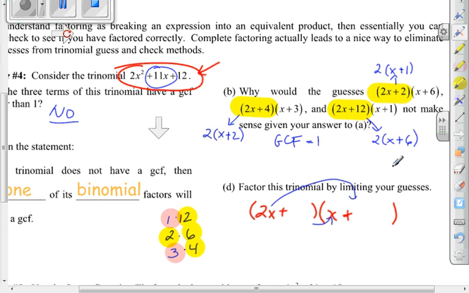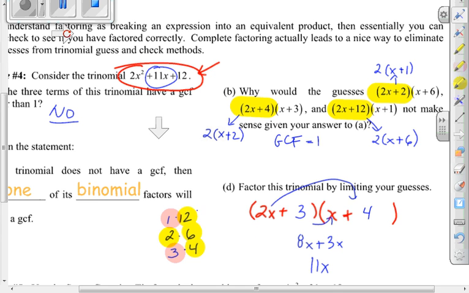So 2x plus 3, and the pair that would work there would be 3 times 4. We go through the process again. 2x times 4 would be 8x. 3x times x would be 3x. Add them together, and we have a winner, a linear term of 11x.